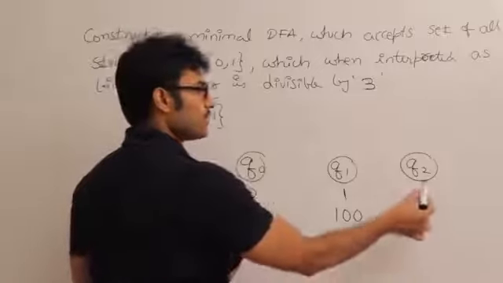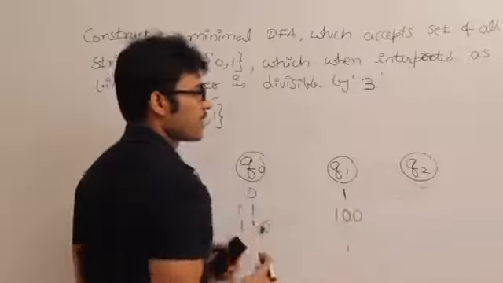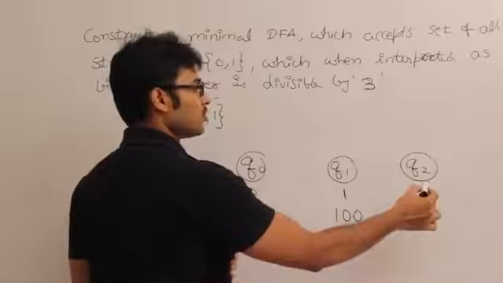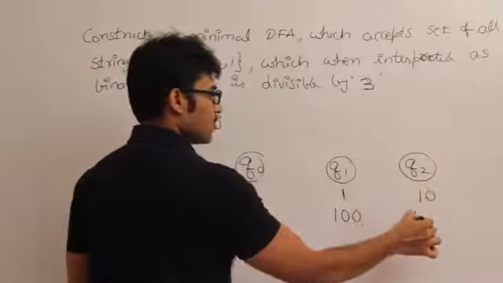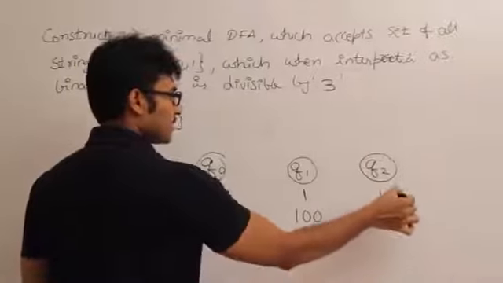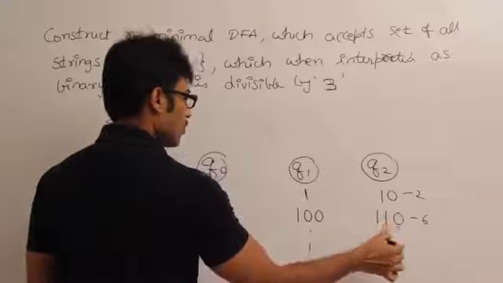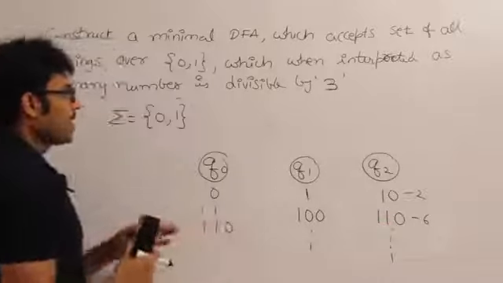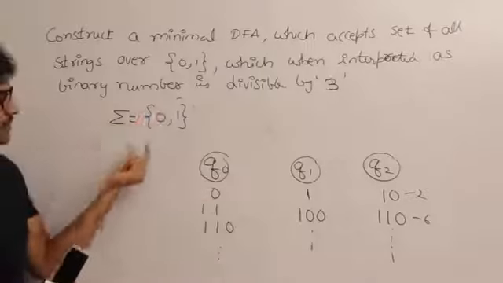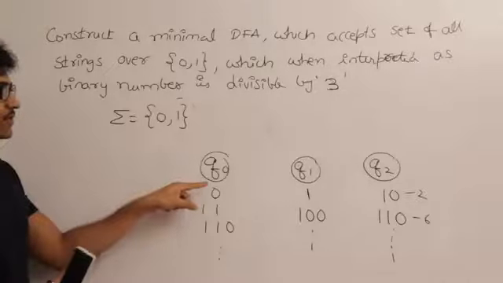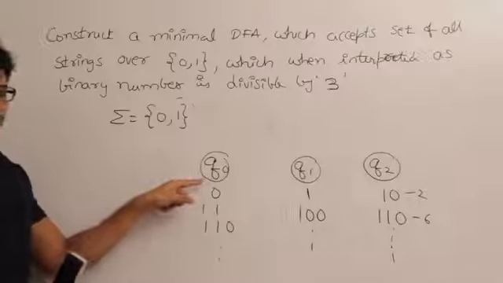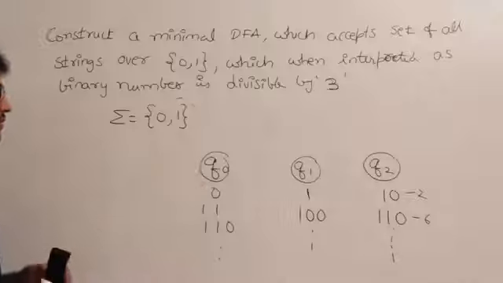Now the set of all strings which generate a remainder of 2. So what are the strings which generate a remainder of 2? 10, 101, 1000 and so on, which are 2, 5, 8, and so on, right? So I can take any string from this language and place it somewhere. Finally we have to accept the set of all strings which are divisible by 3, which means which generate a remainder of 0 when I divide it by 3.